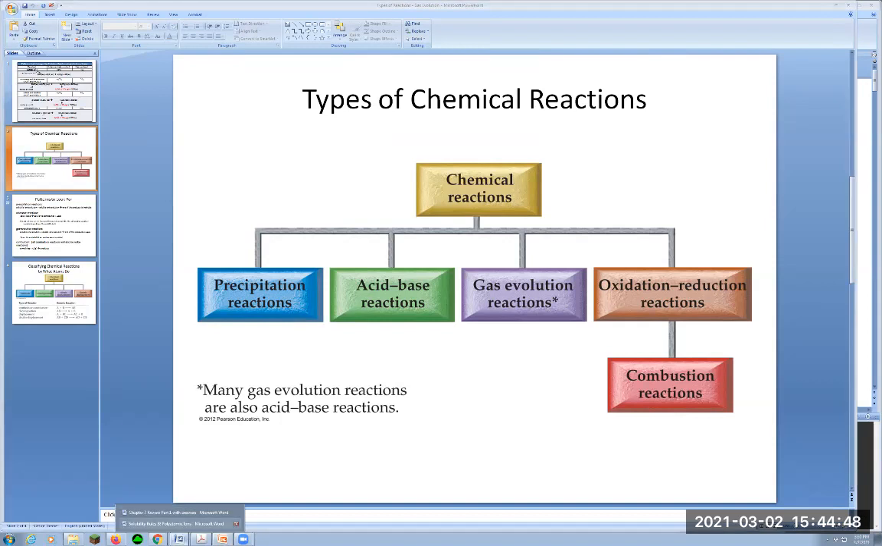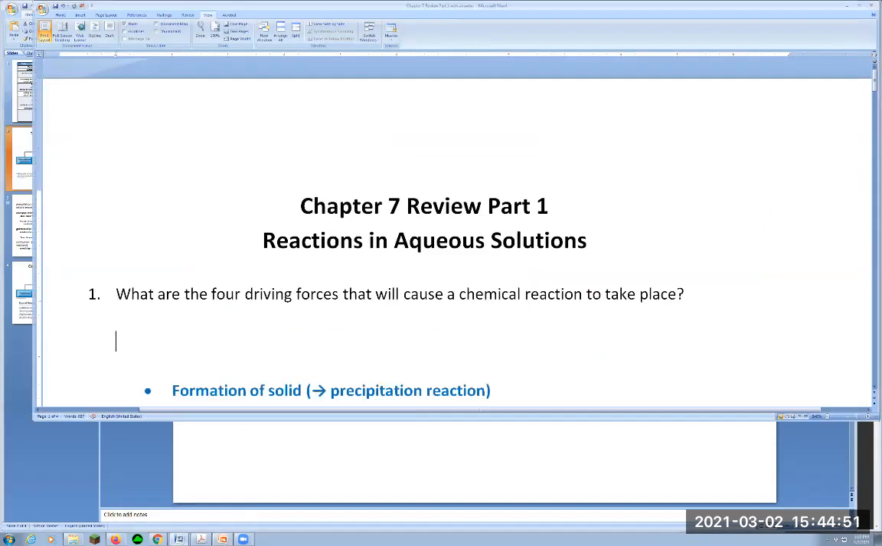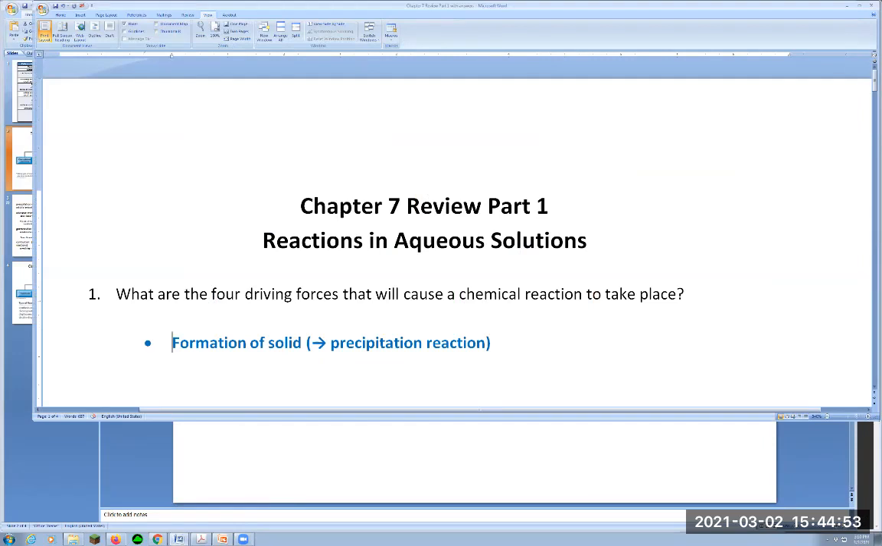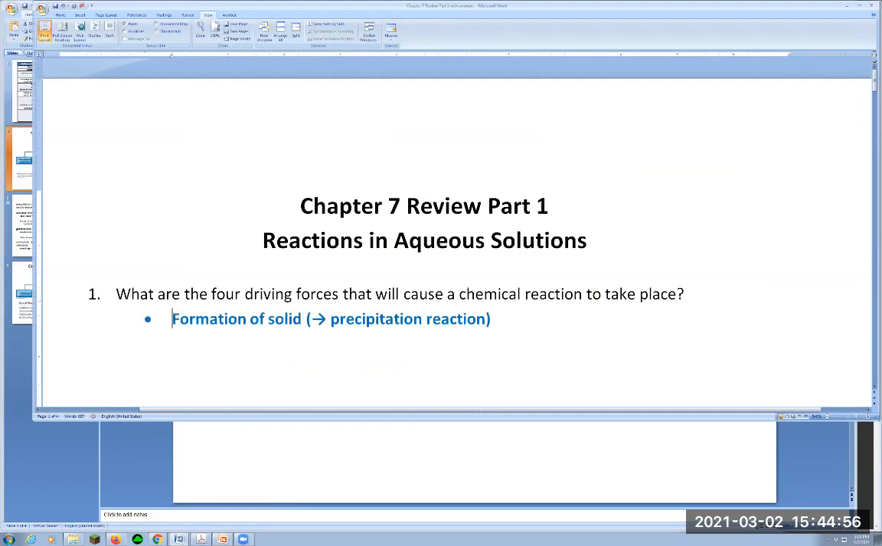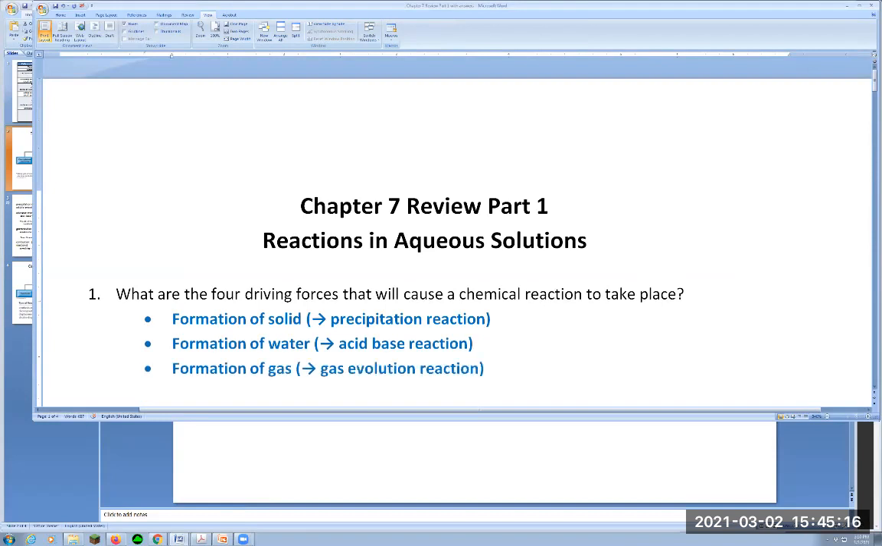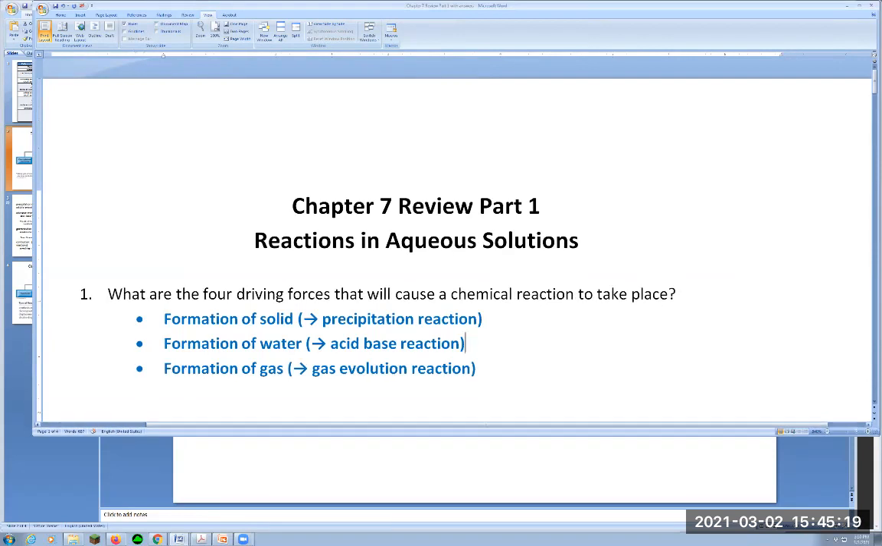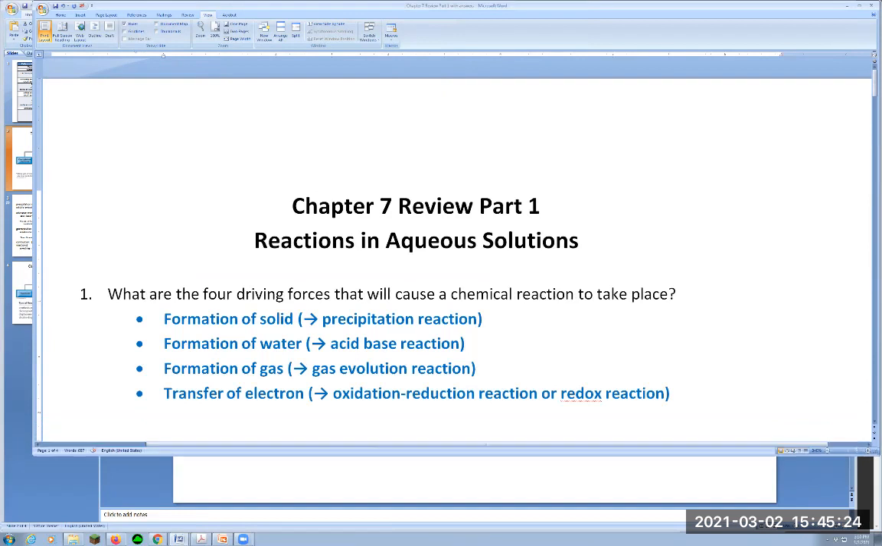So if we summarize this, here we have the formation of a solid for the precipitation reaction. That's the driving force. Formation of water for the acid-base reactions. So we know that the general form is acid plus base gives a salt plus water. But really, the driving force is the formation of water, right? Formation of a gas for the gas evolution reaction. And then the transfer of electrons for the oxidation reduction reactions.